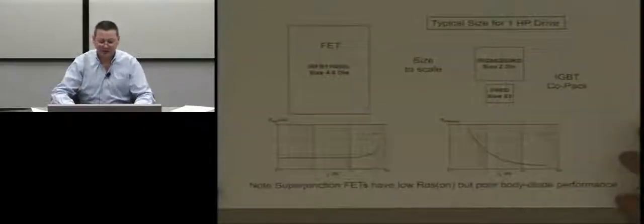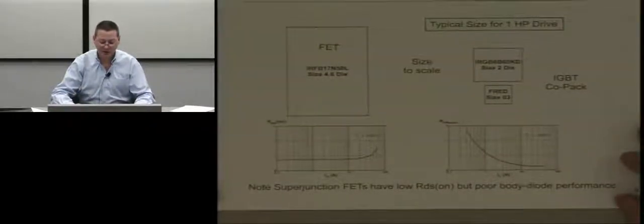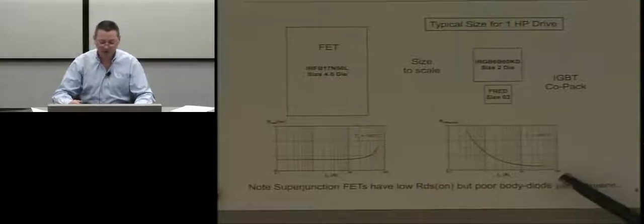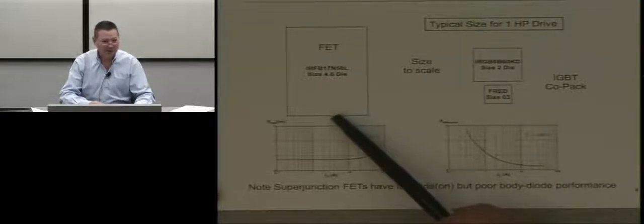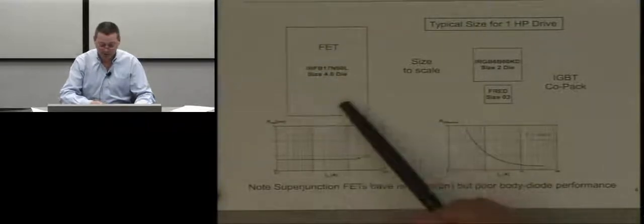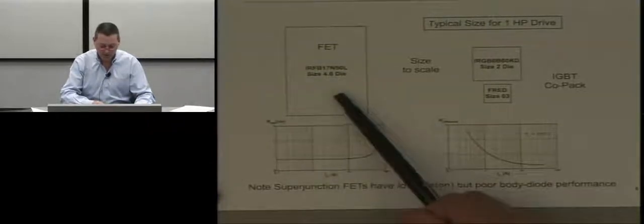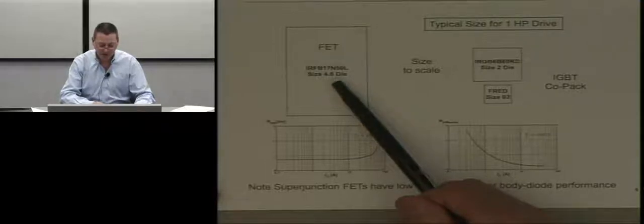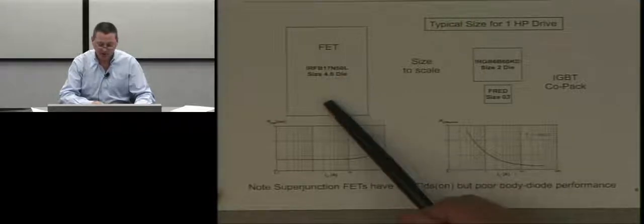So I mentioned the die size difference between FET and IGBT. For a typical, say, 1 horsepower motor drive, for example, this is not real size, of course, but this is scaled proportionally. FET would be, we use these odd industry die sizes of size 4.6. This is probably an 8 millimeter by 6 by 8 millimeter kind of die.